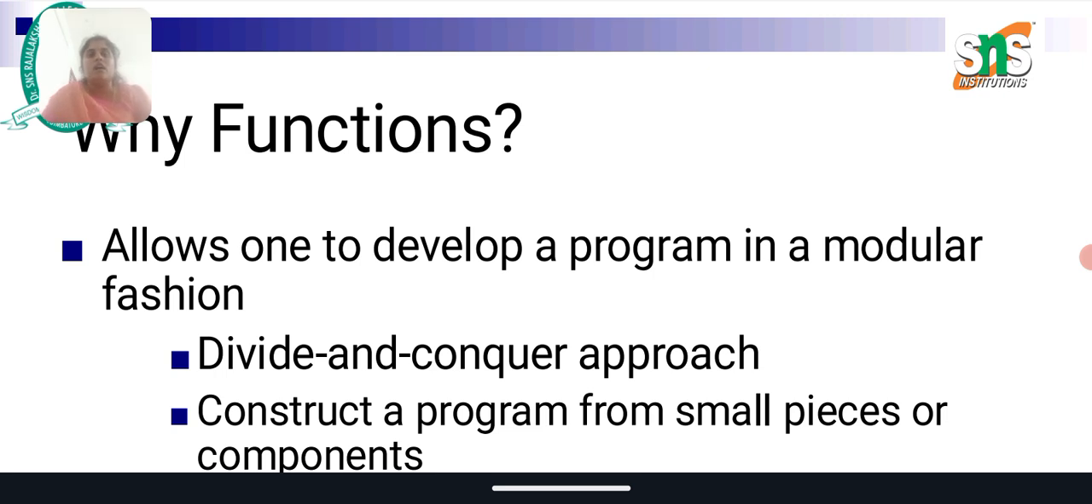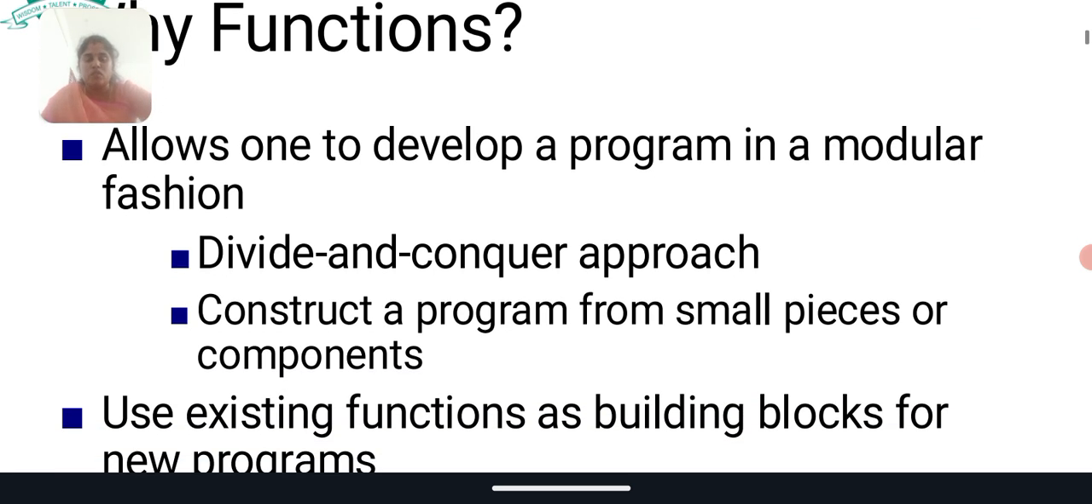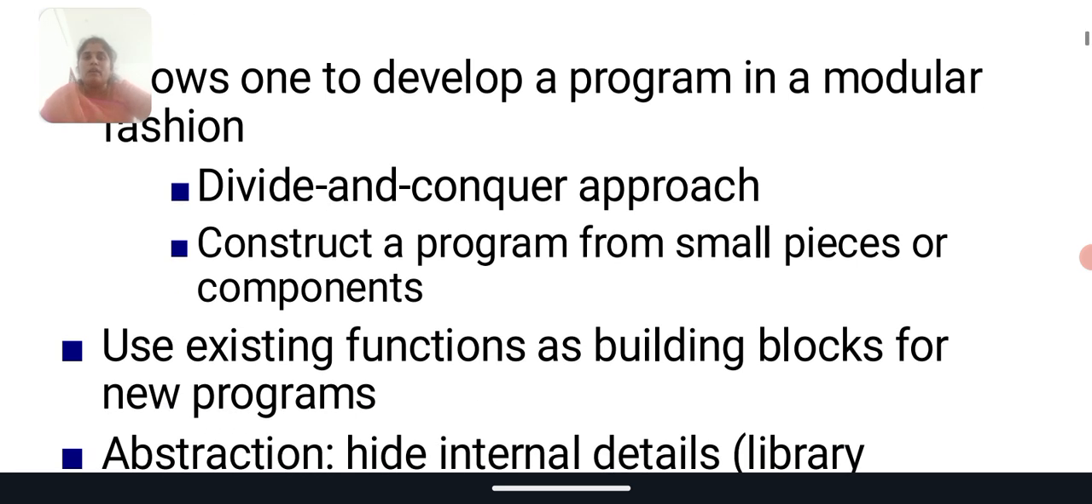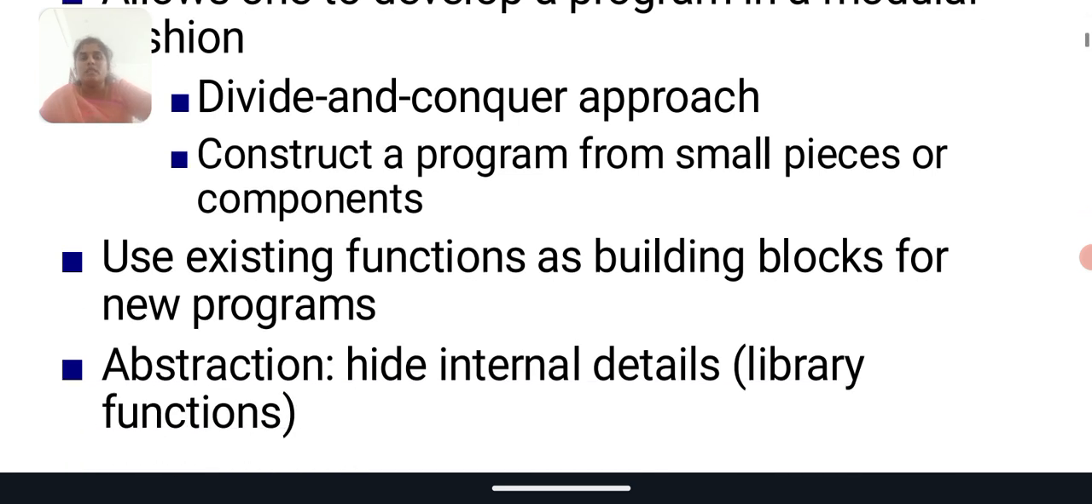Let us know the reason why we have to use a function. It allows one to develop a program in a modular way. So it is going to perform a divide and conquer approach. What is meant by the divide and conquer approach is that it is going to segregate the problem into two parts. After dividing, it is going to perform the task. Next, it is going to build a program from smaller pieces or components.